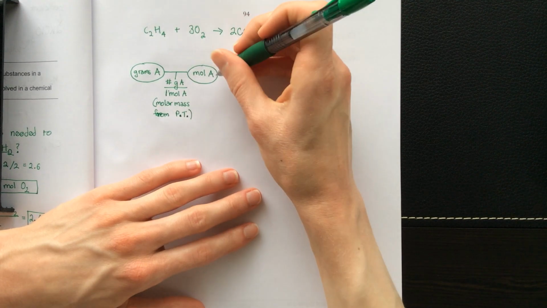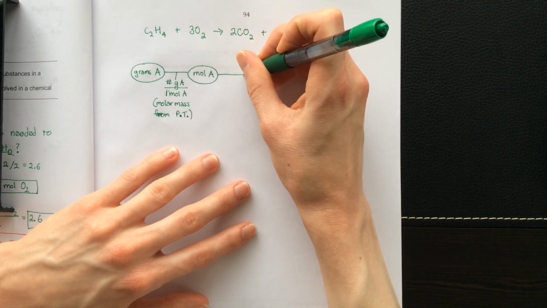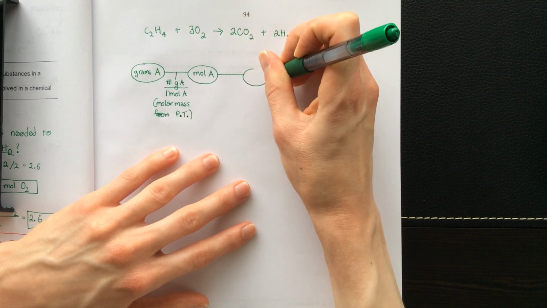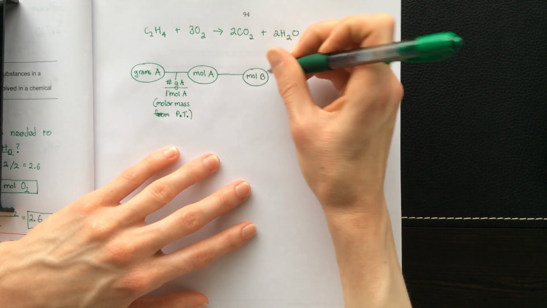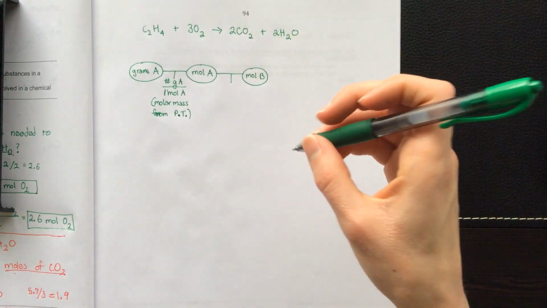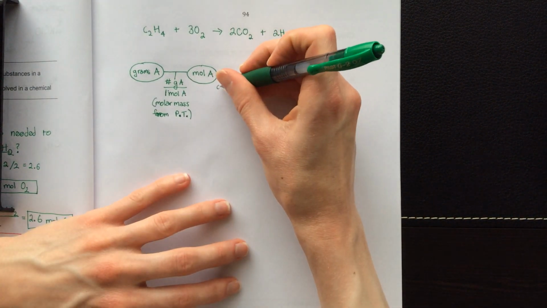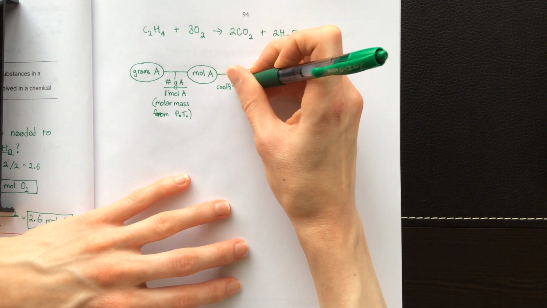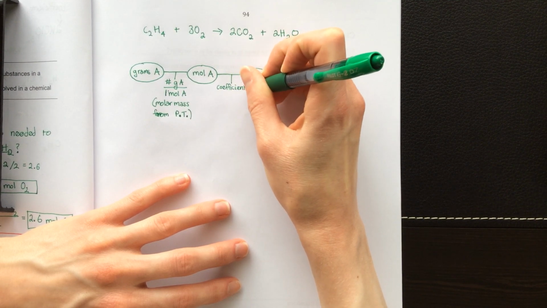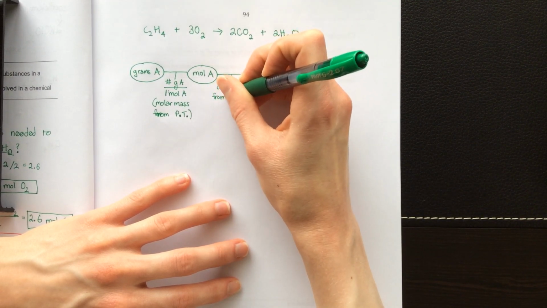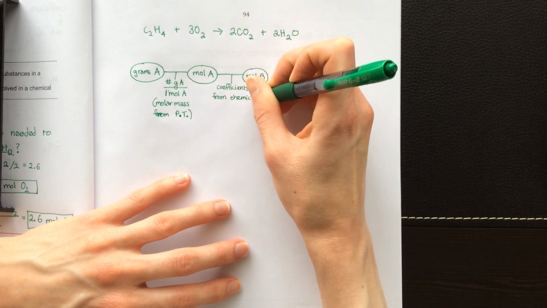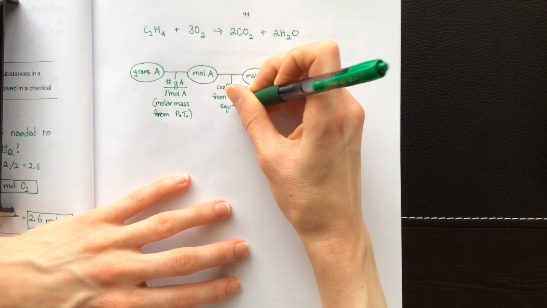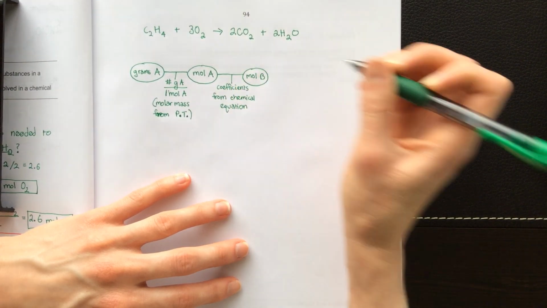All right, once I am at moles of A, I can then go to moles of some other part of the reaction by using the coefficients. So this is what we learned to do last time. We use the coefficients from the chemical equation. And it has to be balanced, of course, before you can do this.